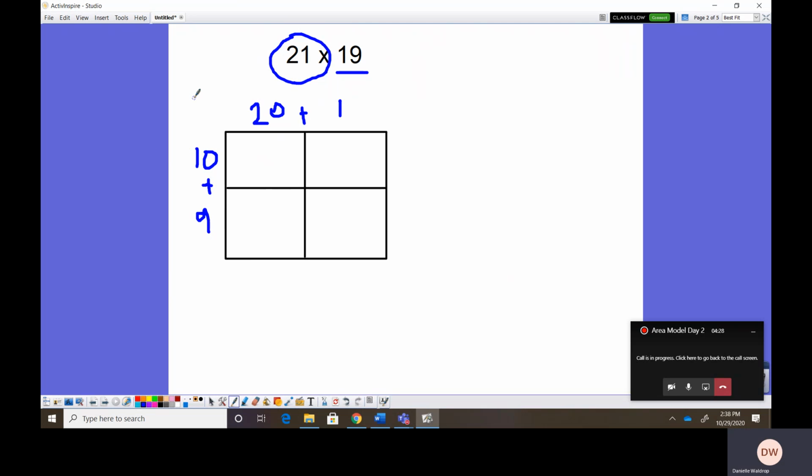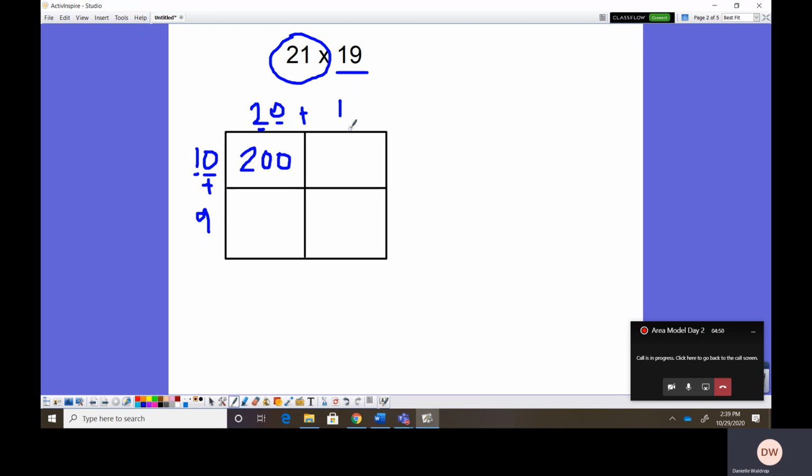Now let's do our multiplying. We're going to multiply the top numbers by the numbers on the left. So in this case, the number on top is 20, the one on the left is 10. So 20 times 10. Well, let's do 2 times 1. 2 times 1 is 2. There's 2 zeros, so I have to add 2 zeros. So 20 times 10 is 200.